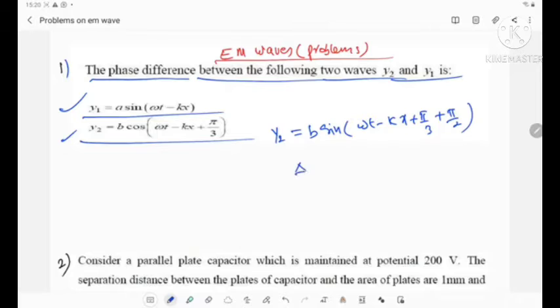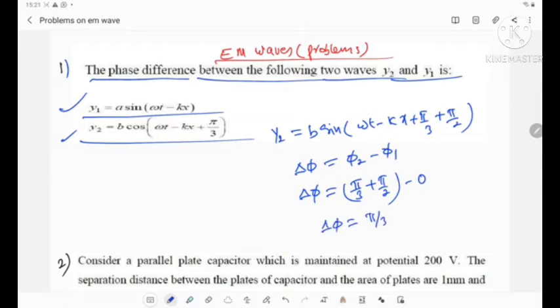Therefore, the phase difference between y1 and y2, delta phi, is equal to phi 2 minus phi 1. This becomes delta phi is equal to, here phi 2 is nothing but pi by 3 plus pi by 2, minus phi 1 is here 0. Therefore, delta phi is equal to pi by 3 plus pi by 2. This becomes 5 pi by 6. This is the final answer.